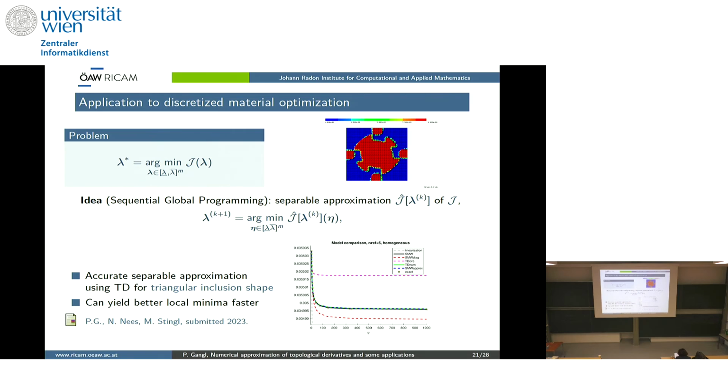And there are different methods around. The most prominent one is probably the method of moving asymptotes, MMA, where you have sequential convex approximations. Here we suggest an approximation which is not necessarily convex, which is separable. Separability is important in order to have such that these sub-problems can be solved easily.